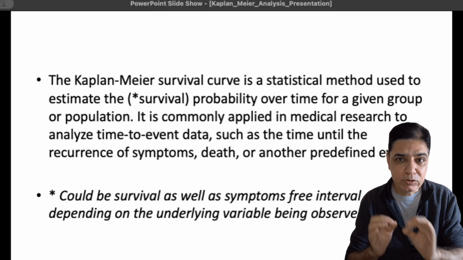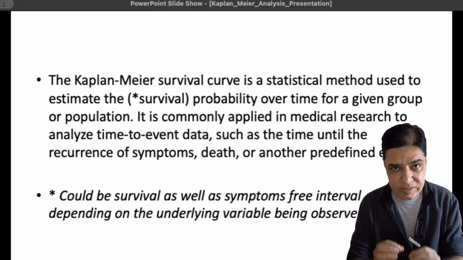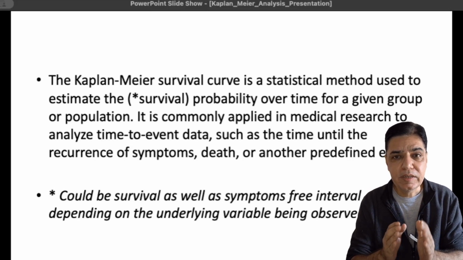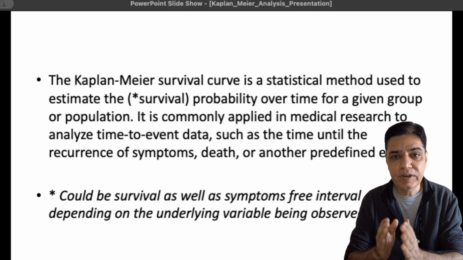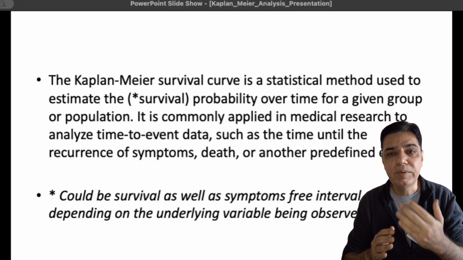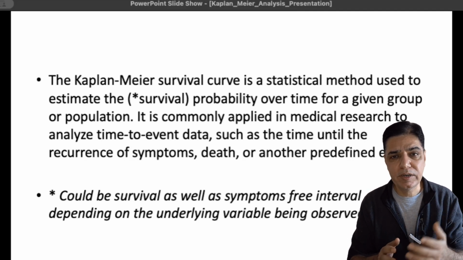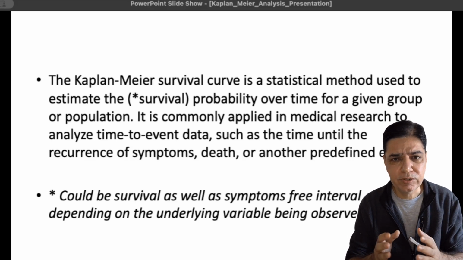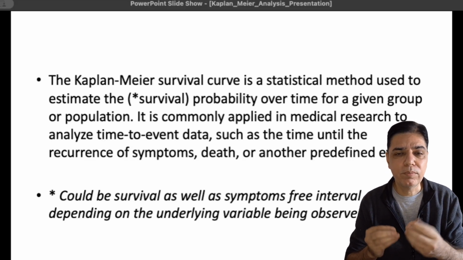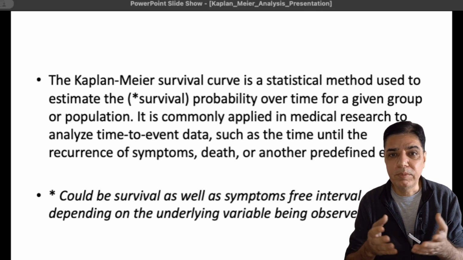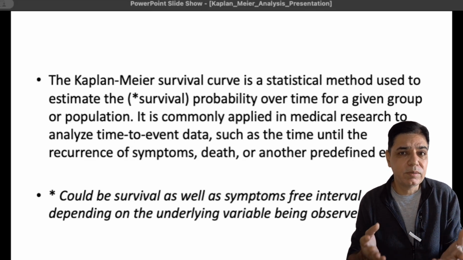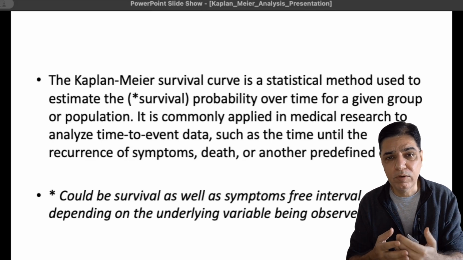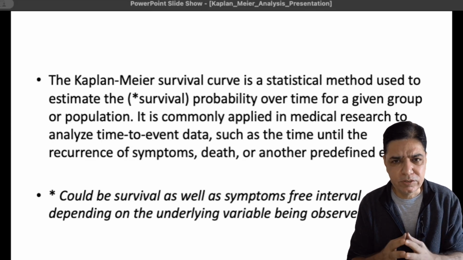So coming back to the definition, this is a statistical method which is used to estimate the probability of symptom-free interval over a given period of time. That could be 6 months, 1 year, depending on how long a time period you are going to take into consideration. And that is taken for a given group or population, which in our case would be pediatrics. And again, we can further subdivide it on the basis of age groups, maybe under 5s, over 5s. So it depends on the researcher.